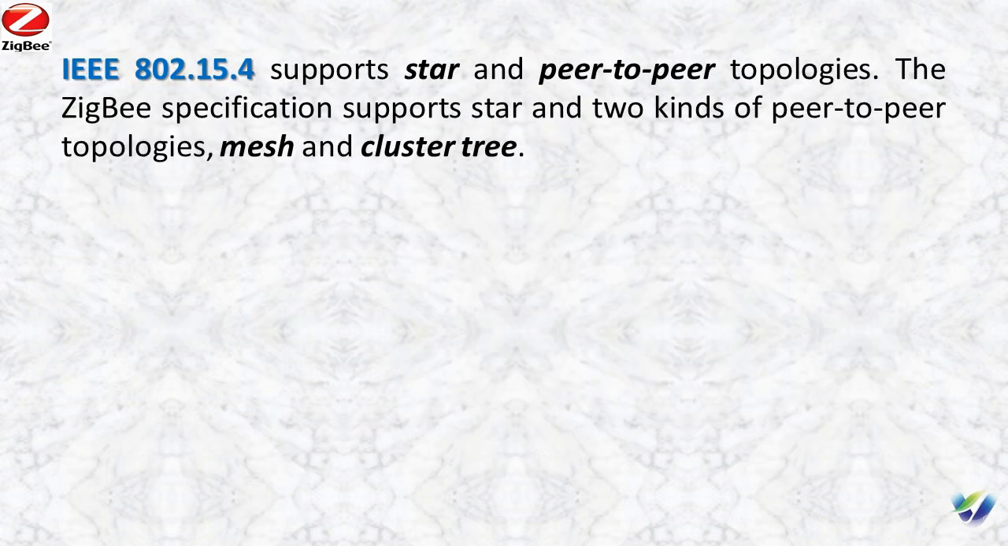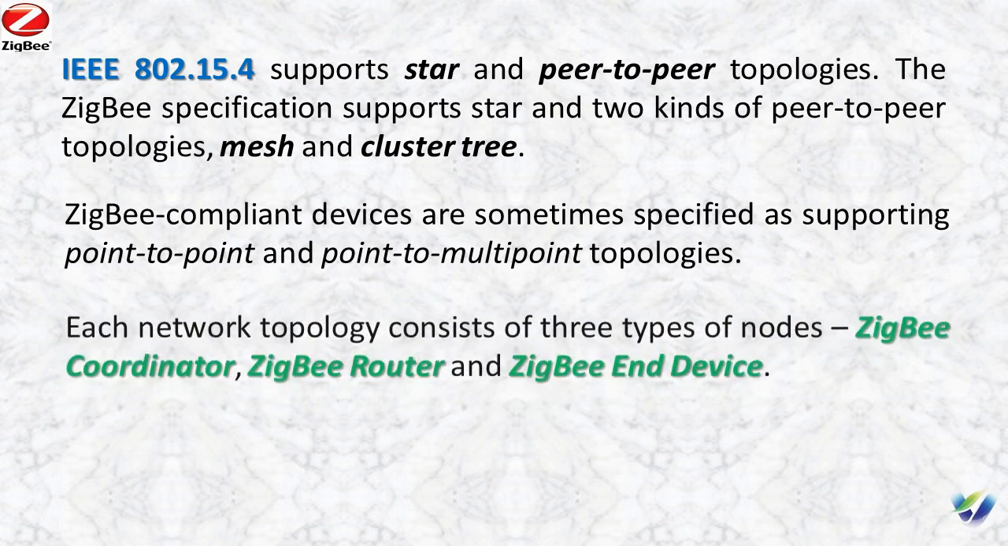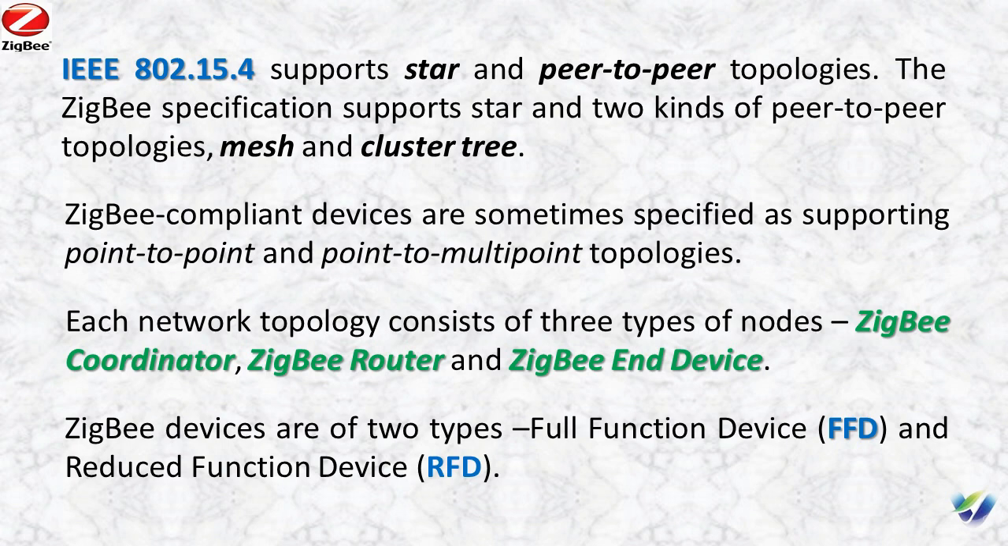IEEE 802.15.4 supports star and P2P topologies. ZigBee specification supports star and two kinds of P2P topologies, mesh and cluster tree. ZigBee compliant devices are sometimes specified as supporting point-to-point and point-to-multipoint topologies. Each network topology consists of three types of nodes: ZigBee coordinator, ZigBee router and ZigBee end device. ZigBee devices are of two types, full function device FFD and reduced function device RFD.